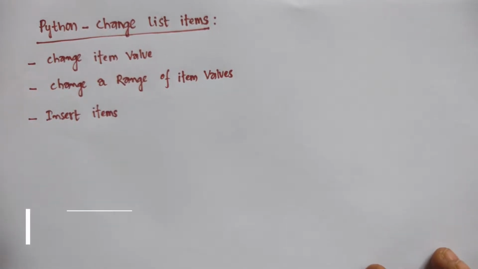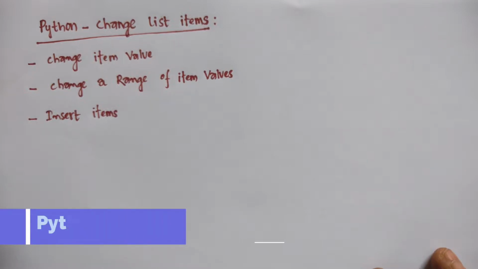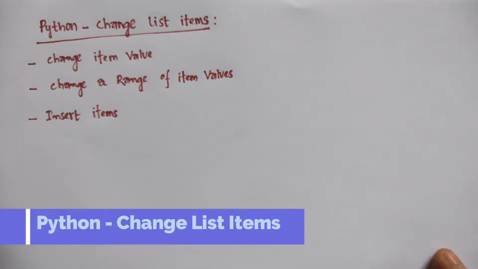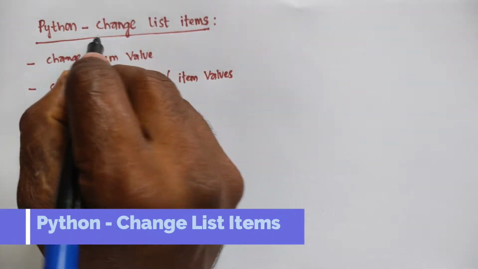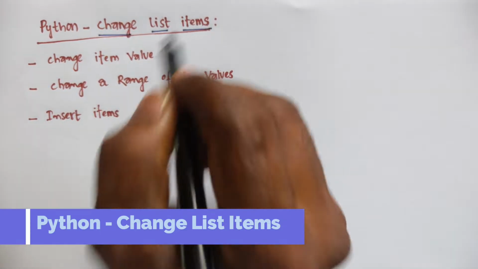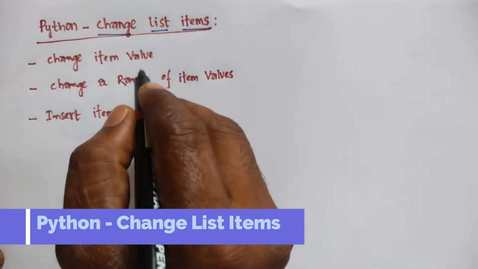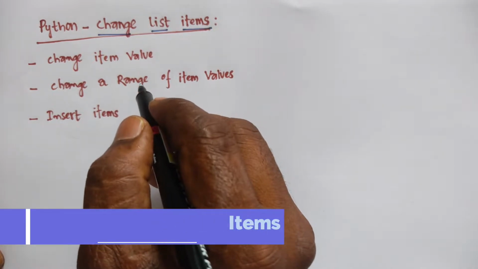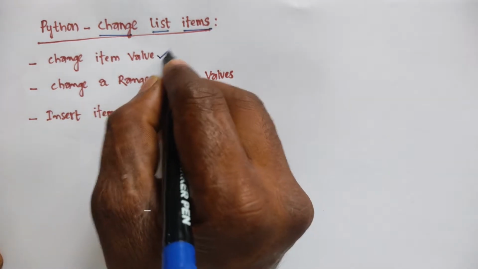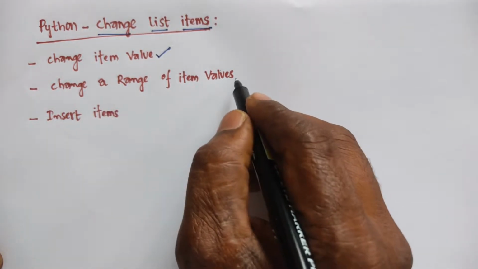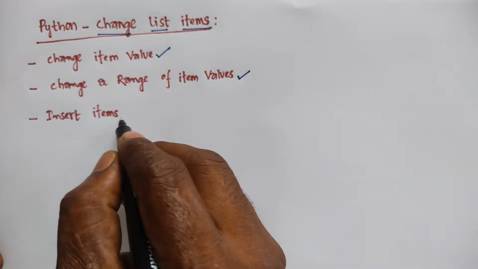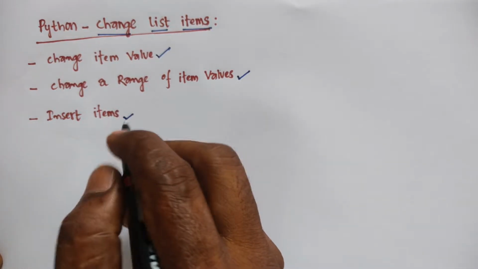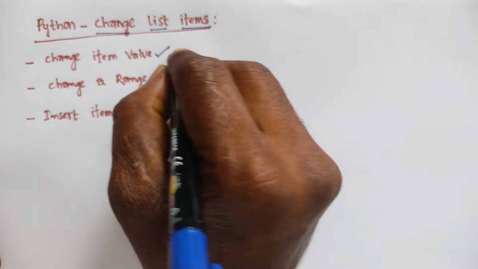Hi friends, today another topic is change list items in Python. Change list items has been classified into three: the first is change item value, the second is change a range of item values, and the third is insert items. Generally, what is the role of this?